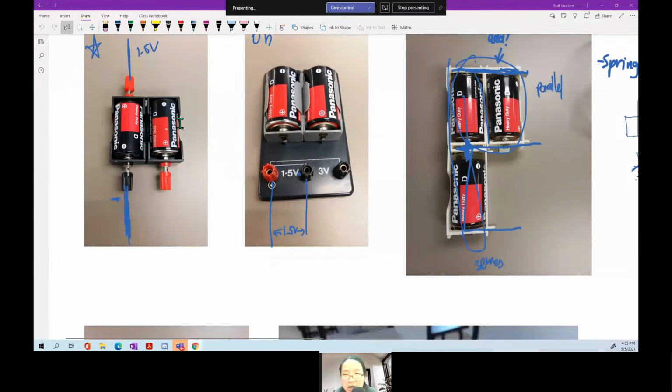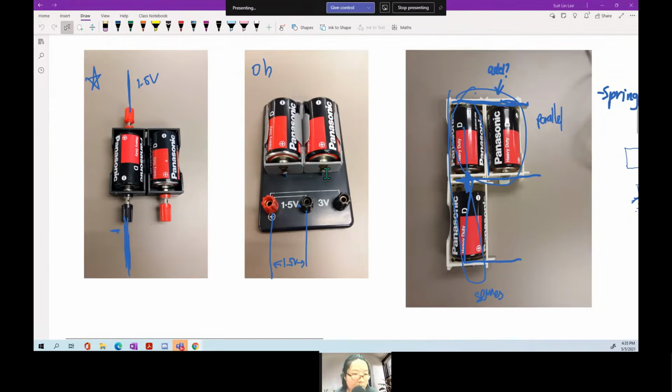Let's talk about cell holder. You may be given a cell holder that you have never seen before. These are cell holders that you've probably seen before in your lab.